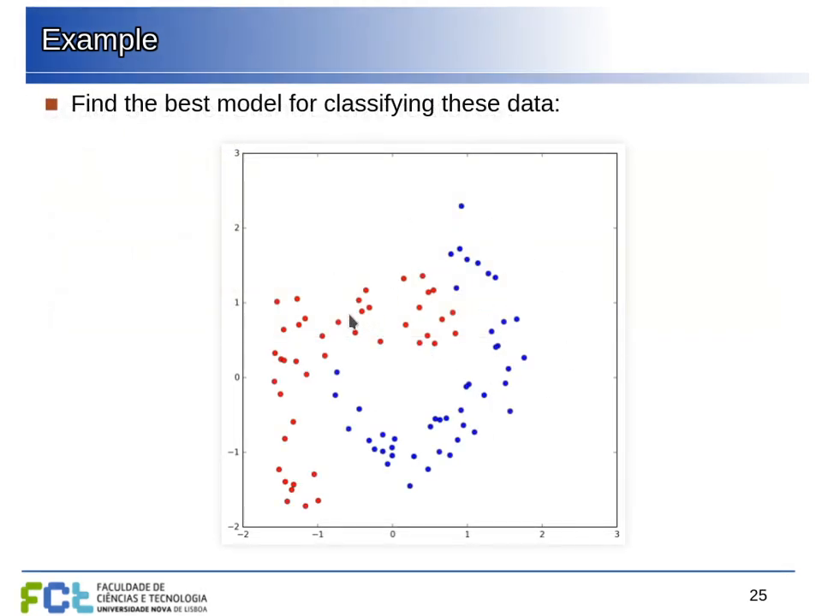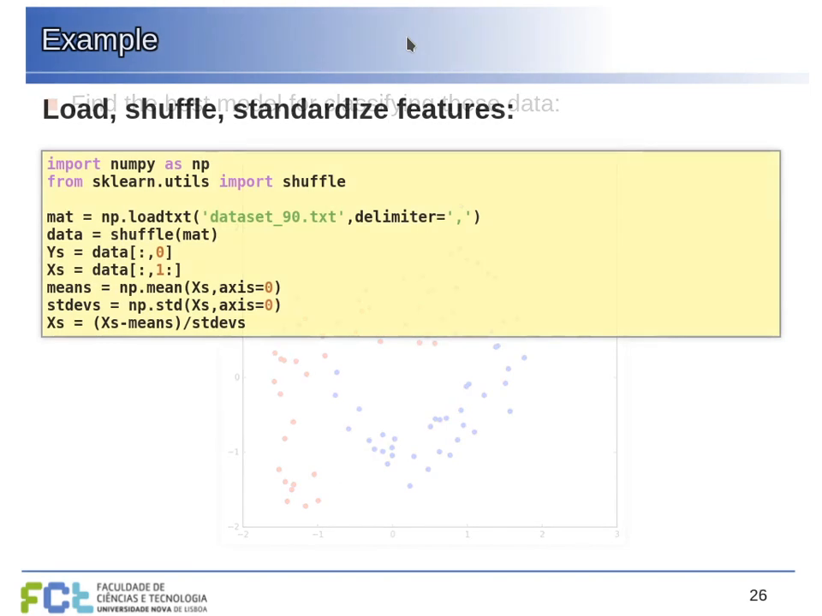For example, if you have all the red points first and all the blue points last, if you don't shuffle it and you just split the data into folds, for example, then you will get folds with only red points and then folds with only blue points, and things will not work well using that.